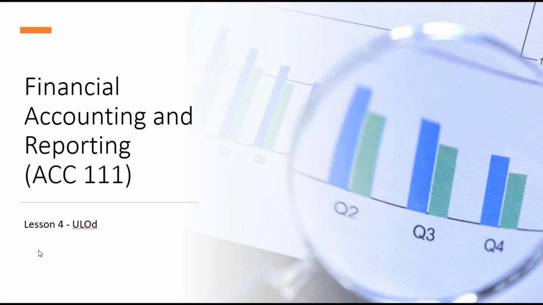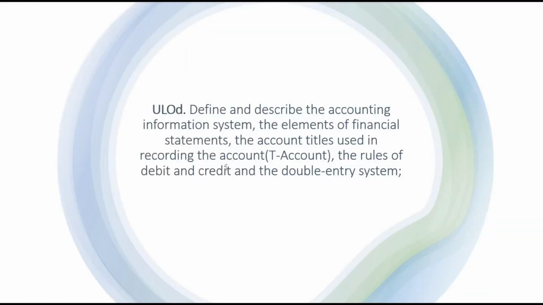Hello guys, so this is our lesson 4, or ULOd for Financial Accounting and Reporting ACC 111. In this particular lesson, our focus is to be able to define or describe the accounting information system. Since we're talking about accounting, there must be a system, a way of collecting the raw data and processing them into information. That should be in place so that you'll be able to have our outputs in an organized manner.